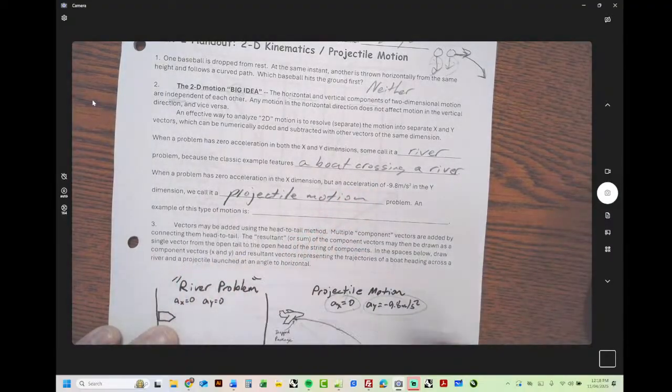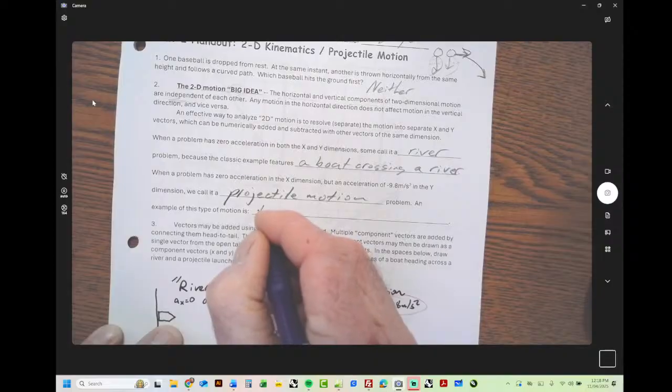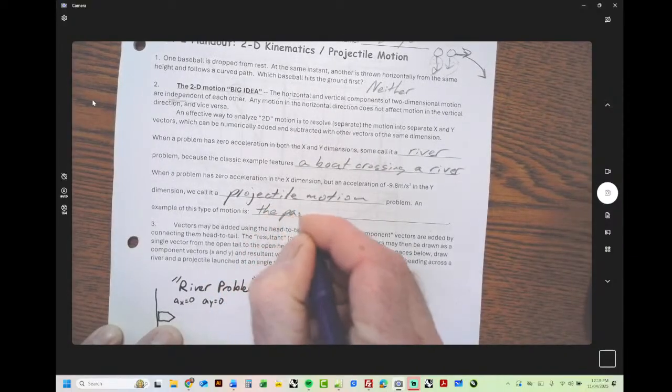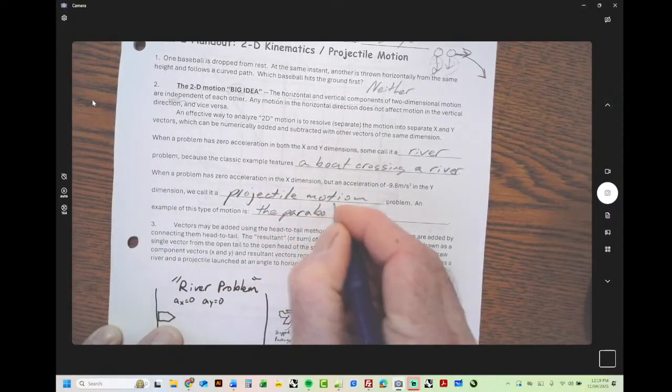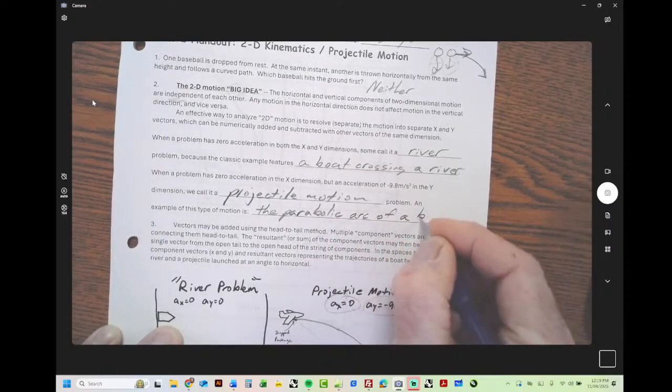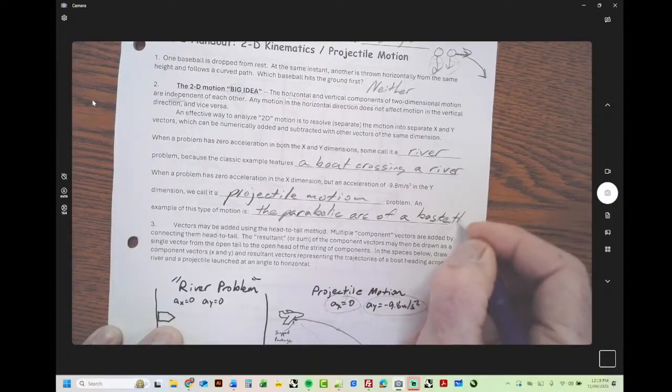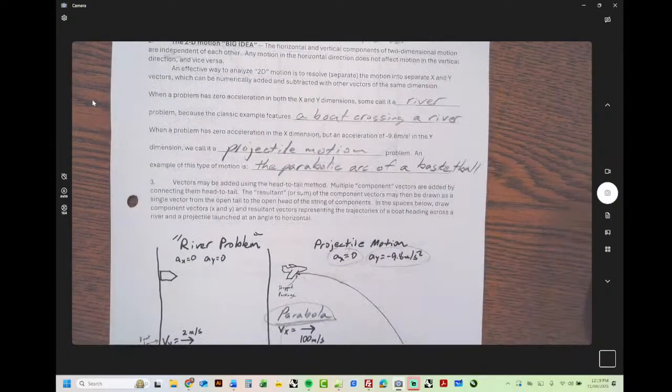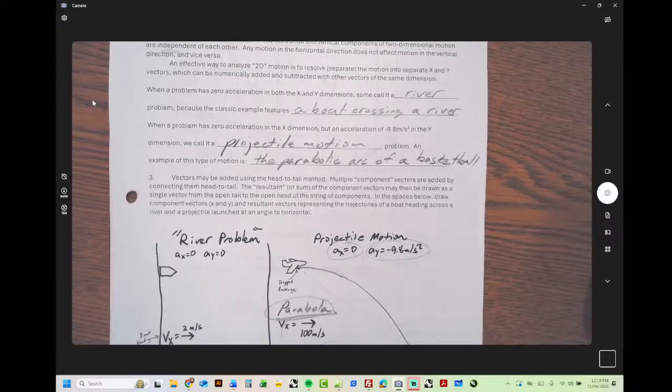An example of this type of problem is the parabolic arc of a basketball. You could use whatever example you want. Or it could be a bomb being dropped.